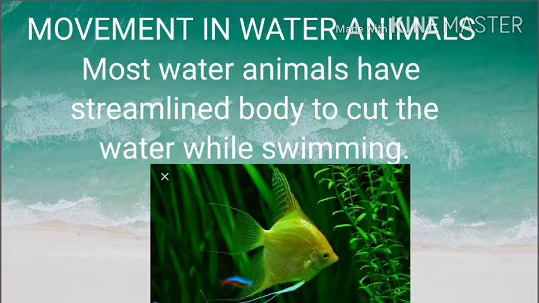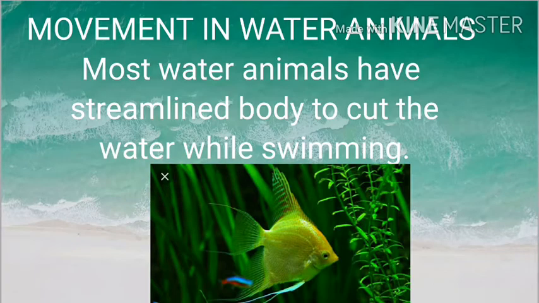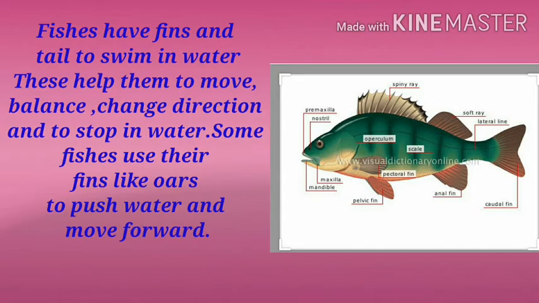Now, movement in water animals. The water animals have streamlined body which help them to swim in water. Fishes generally have the fins and tails which help them to move, balance, change their direction and stop in water. They use their fins as oar.